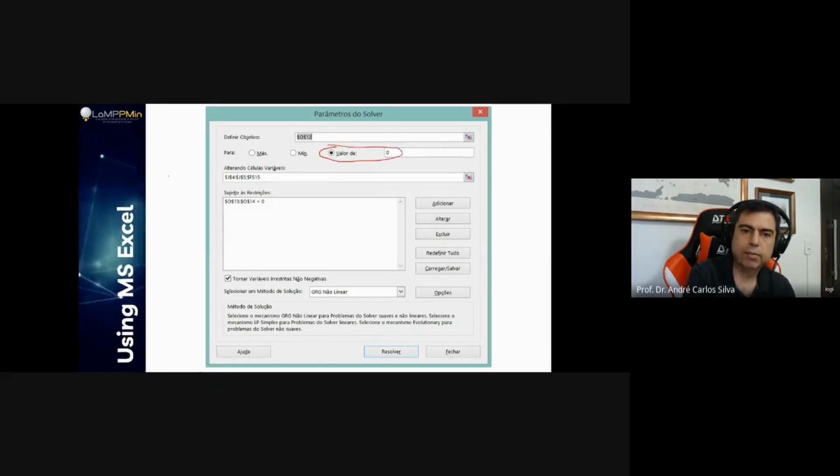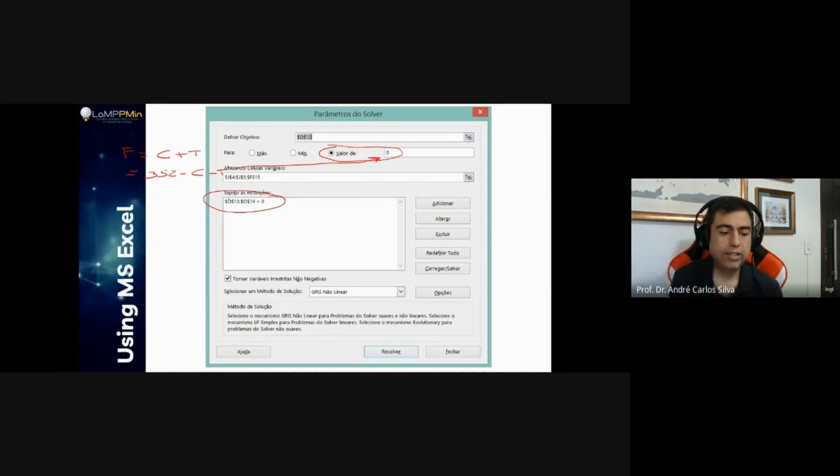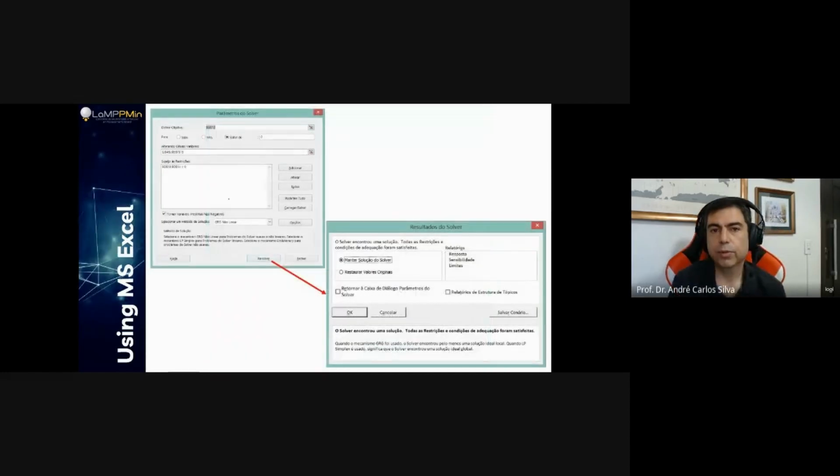Why? Because my objective function would be this one: feed equals concentrate plus tailings. So this is going to be 352 minus C minus T, and I want this to become 0. I don't want any error. And I also add these other parameters as error. I just have to click on solve, and then Excel is going to do all the tricks, and it's going to come back for me, hopefully, with a box like this.